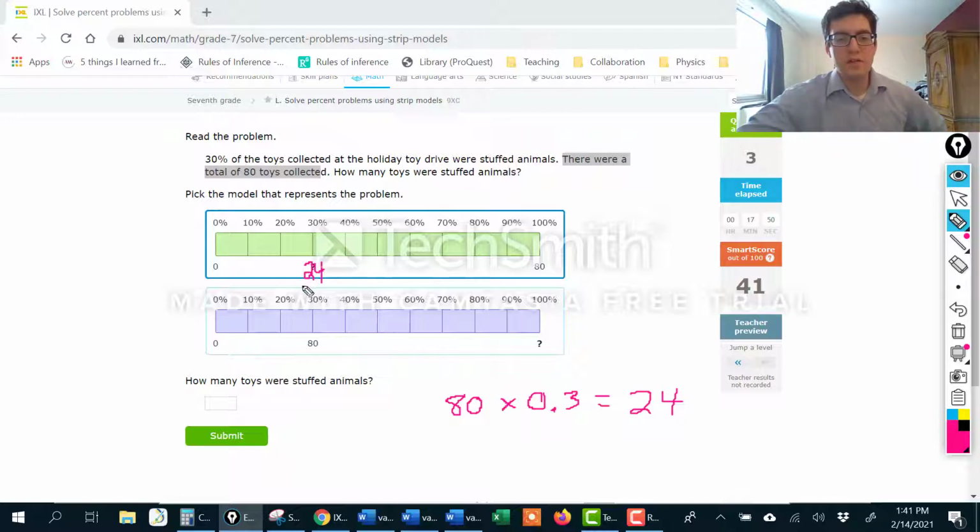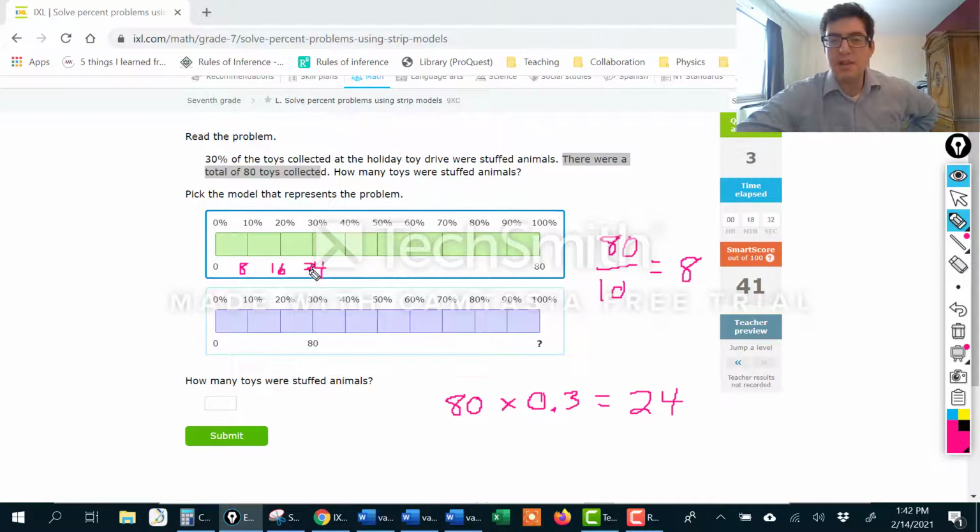Now, another way that we could have solved this using the model over here is to reason this way. From here to here is 80, right? And it looks like this has been split up into 1, 2, 3, 4, 5, 6, 7, 8, 9, 10 boxes. So what's 80 divided by 10? 80 divided by 10 is 8. So we're going to count by 8 to figure out what goes on the bottom part of all these lines over here. So 0 plus 8 is 8, plus another 8 is 16, plus another 8 is 24.